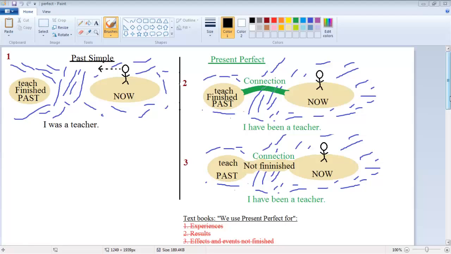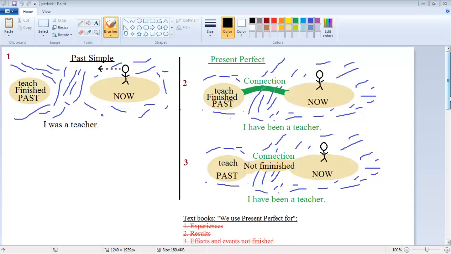What I want to do here is show you why we use present perfect. The reason we use present perfect is to connect a past action to now. For example, I'm going to show you in this lesson that if an action is finished in the past, you always have a choice to use past simple or present perfect. And when you talk about the past and the action is not finished, you have no choice. You have to use present perfect, and I will show you why.